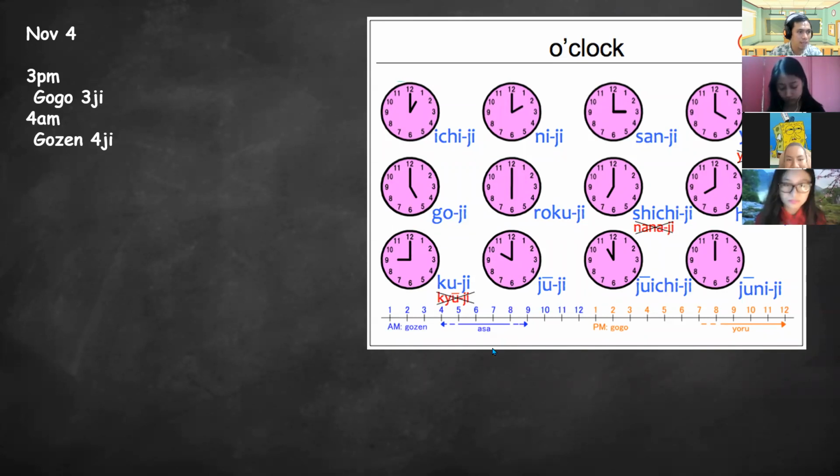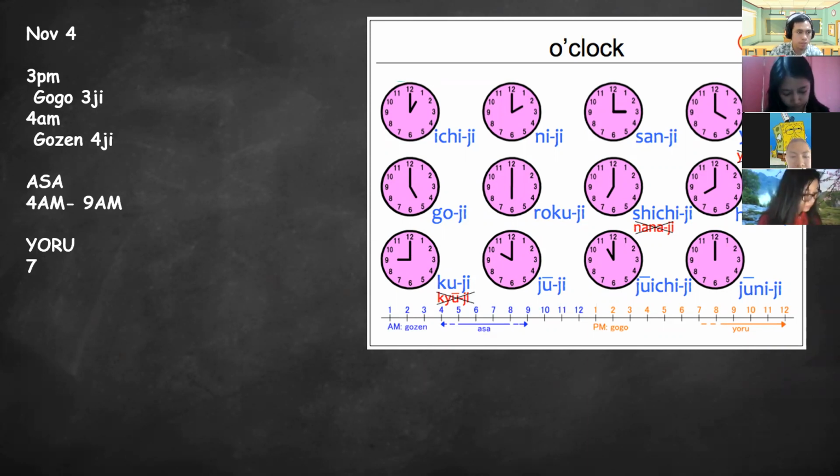We have asa and we have yoru. Asa means morning, and it covers the time between 4 a.m. to 9 a.m. And we have yoru for the night, and that's the range from 7 p.m. to 11:59 p.m.